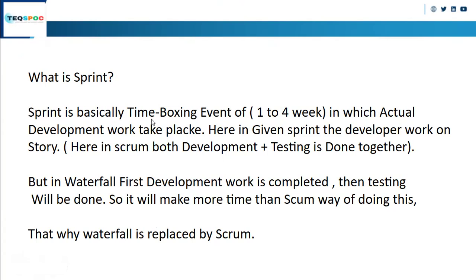So this is a sprint. A sprint is basically a time-boxing event, from 1 to 4 weeks. Generally in the software industry, they take a 2 week sprint. In some cases, they will take a 4 week sprint. Okay.